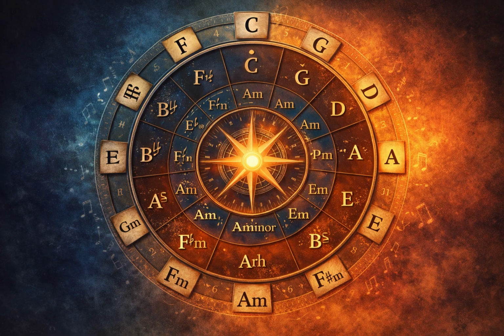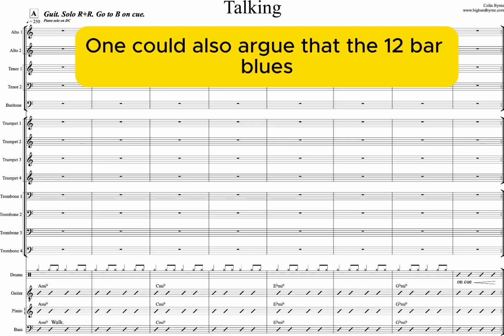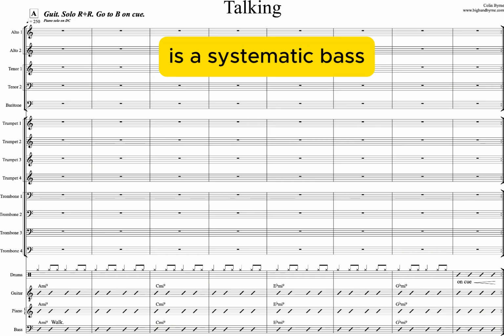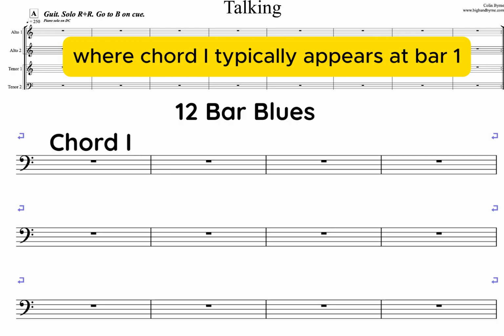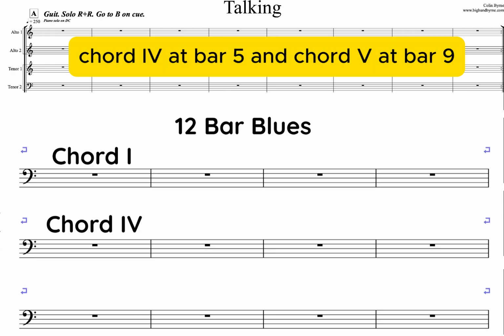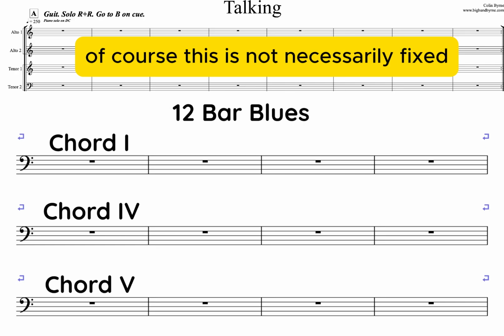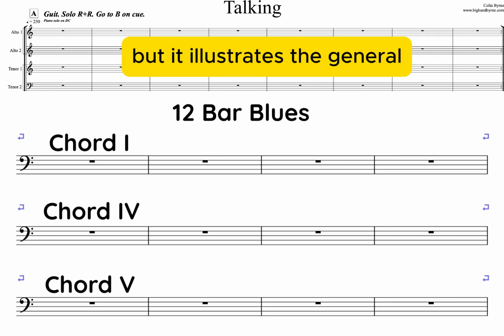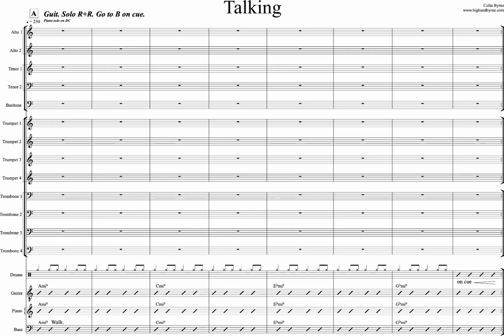The circle of fifths is a systematic bass. It depends on a progression that relies on a system, that is the cycle. One could argue that the 12-bar blues is a systematic bass, where chord 1 typically appears at bar 1, chord 4 at bar 5, and chord 5 at bar 9. Of course, it's not necessarily fixed, but it illustrates the general systematic bass movement principle.